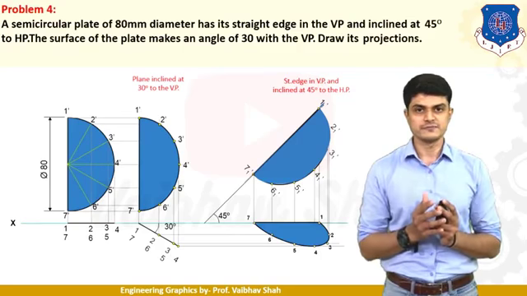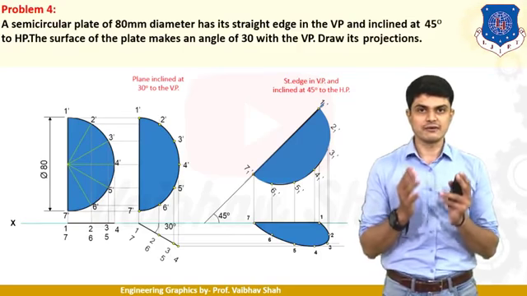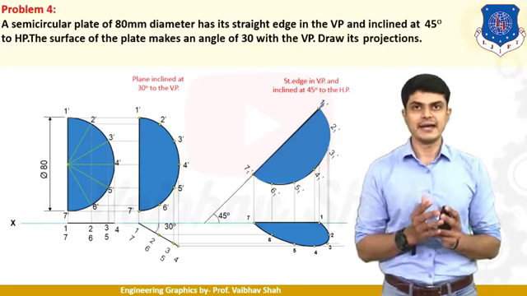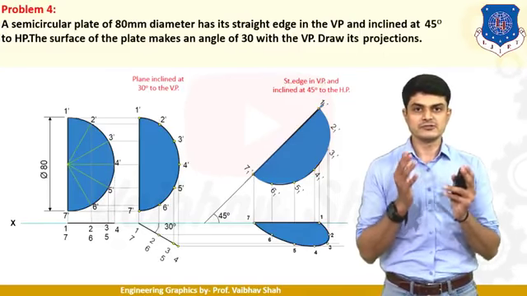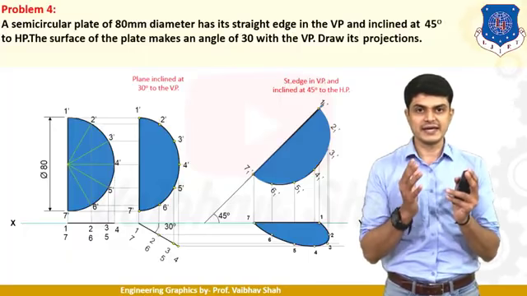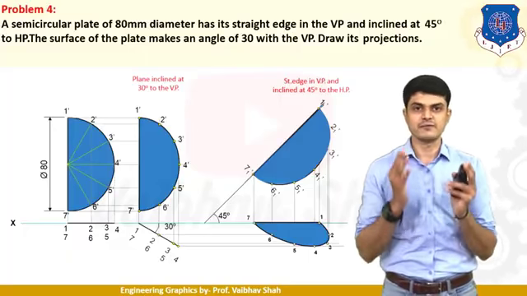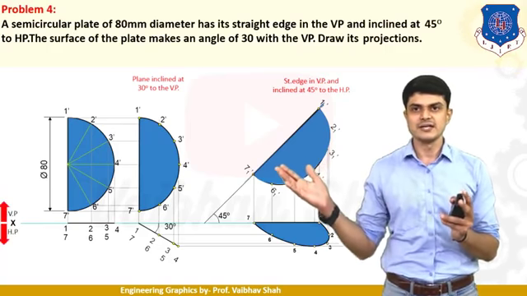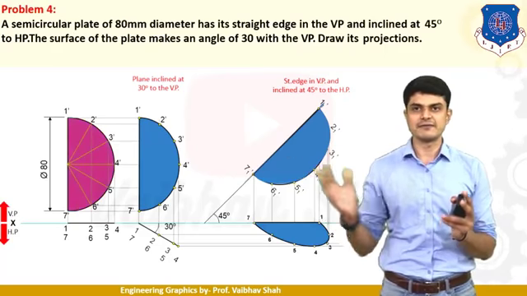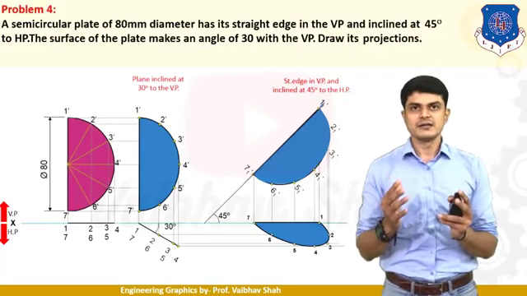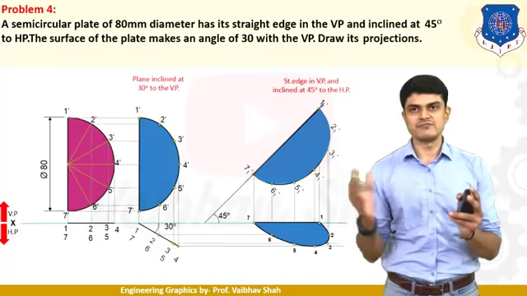Draw its projections. So here we say that our object is what? Semicircle, and the diameter is 80 mm and has a straight edge in VP. So the semicircle must rest in VP while having its straight edge either on the left hand side or, you can say, vertical. So as you can see, our semicircle will look something like this. It is resting on VP and it is having its vertical edge, which is a straight edge, resting in VP like this.